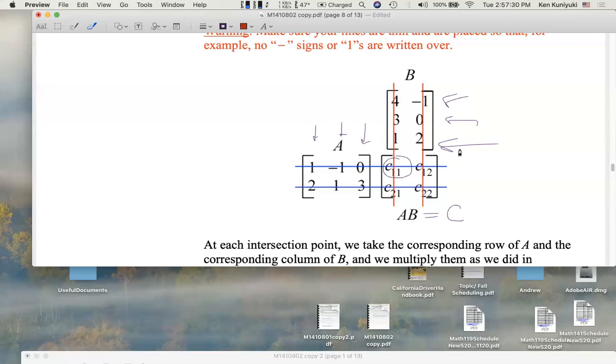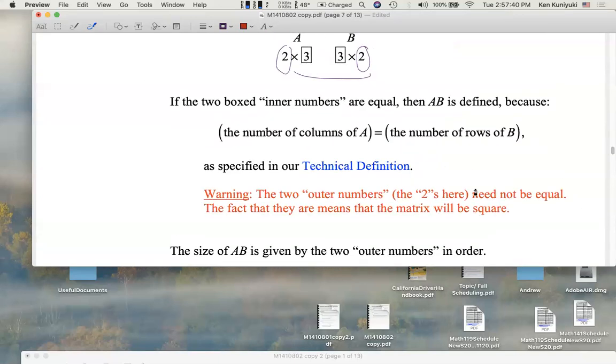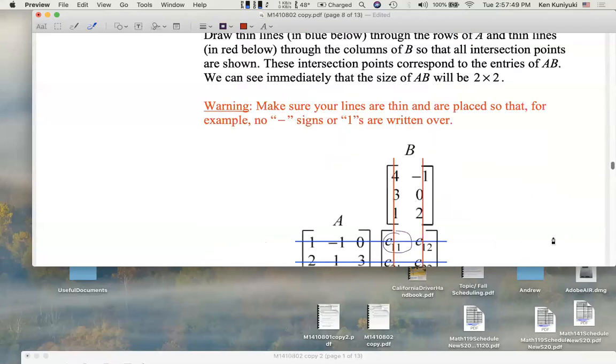But again, instead of worrying about that, we had that earlier trick, right? Those two middle numbers were equal. That was the bottom line. The two middle numbers are equal, and the result is 2 by 2: the number of rows of A times the number of columns of B. Look at this.